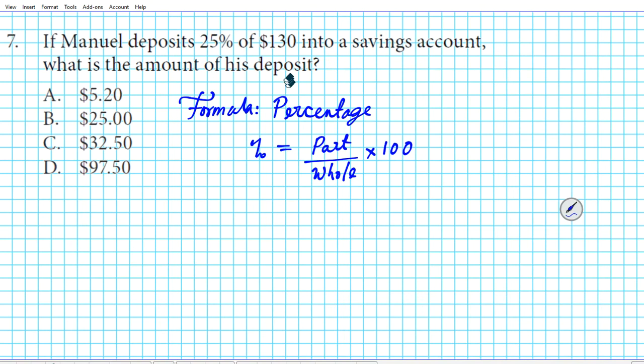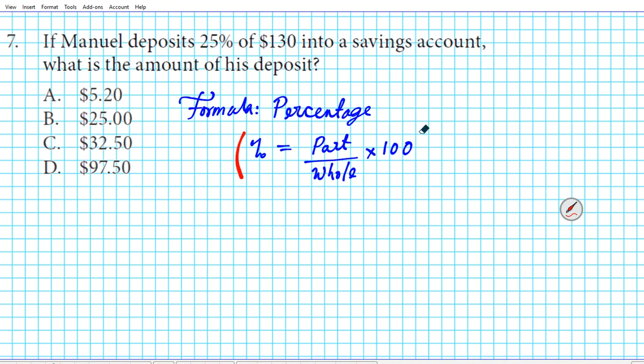Now, we can substitute our knowns and unknowns into this formula and solve for part, or we can manipulate this formula to be in terms of part, and then we will solve that. So let's express this formula in terms of part explicitly. To get part by itself, how do we get rid of 100 and a whole? You can simply multiply by the reciprocal of that, which is a whole divided by 100. So this is one variation of the percent formula.